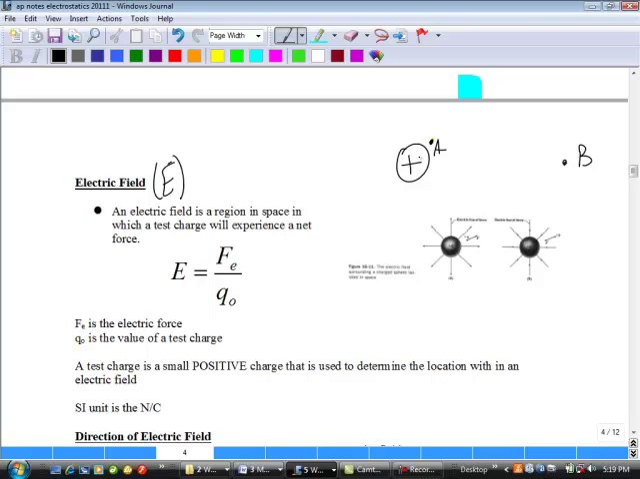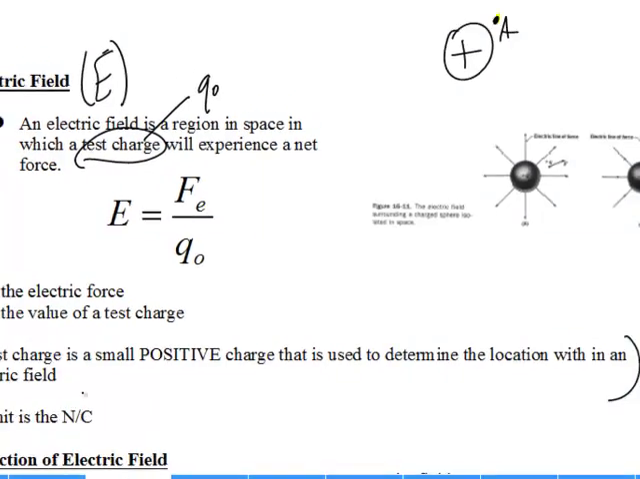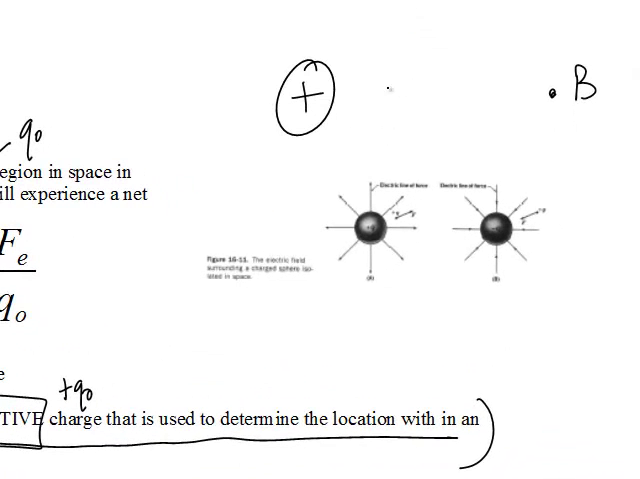So how do we define what an electric field is? An electric field is a region in space in which a test charge, Q0, will experience a net force. I want you to realize that a test charge is a teeny tiny positive charge that is used to determine the location within an electric field. Test charge, teeny tiny positive charge right here. And so what we'll have is around our charged particle, we're going to put this teeny tiny test charge, and that will enable us to calculate what that force will be.